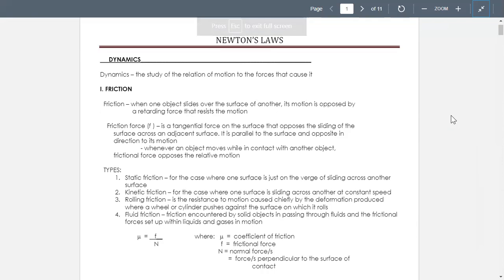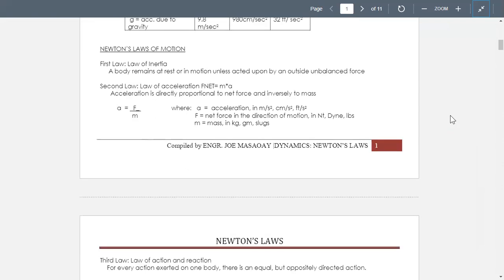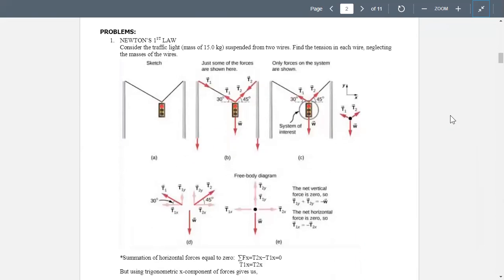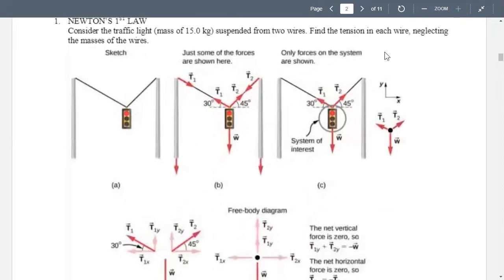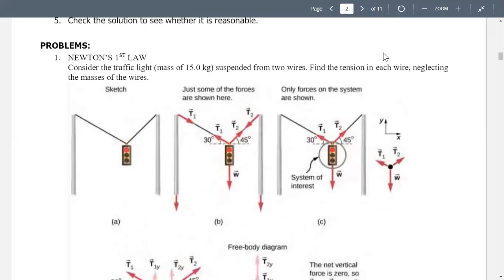Good morning. Today you're going to learn about different problems regarding Newton's laws of motion. As you can see here, we have a problem regarding Newton's first law of motion. The problem statement proceeds as: consider a traffic light of mass 15 kilograms suspended from two wires. Find the tension in each wire, neglecting the masses of the wires.